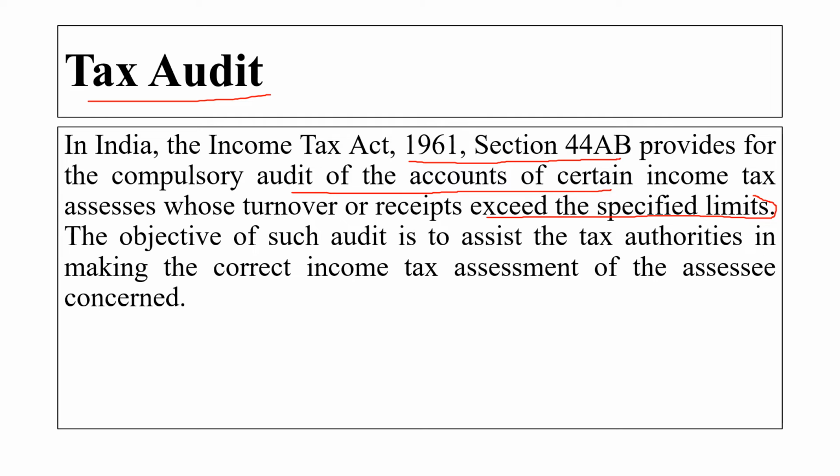The objective of such an audit is to assist the tax authority in making the correct income assessment of the assessee concerned. The tax auditor has to report on certain transactions which have an effect on the income tax liability of the assessee concerned and are thus important to the tax authority. This is called a tax audit. Here what you have to remember is the Act of the income tax and the section.